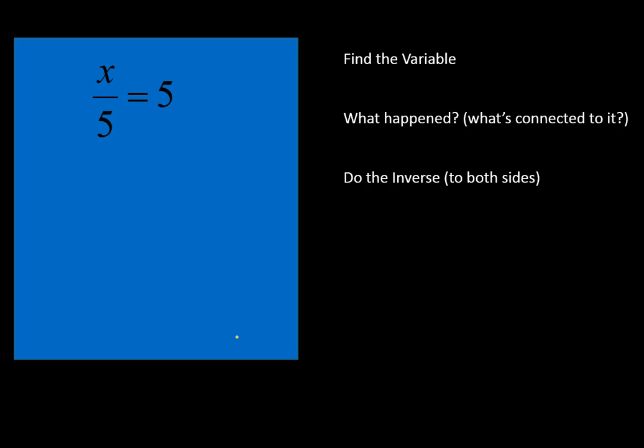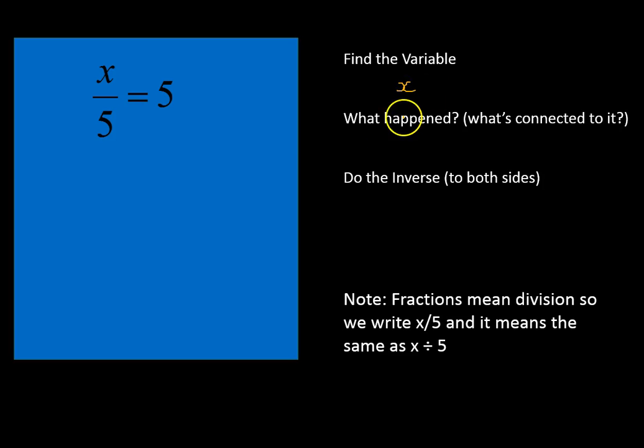Let's look at our next equation. X divided by 5 equals 5. There's lots of 5s there. We're going to follow these same steps. What is our variable? Our variable is x. What happened to x? We divided by 5. Whoa! Let's try that again. We divided by 5, not 3. So we're going to do the inverse, which is multiplying both sides times 5.